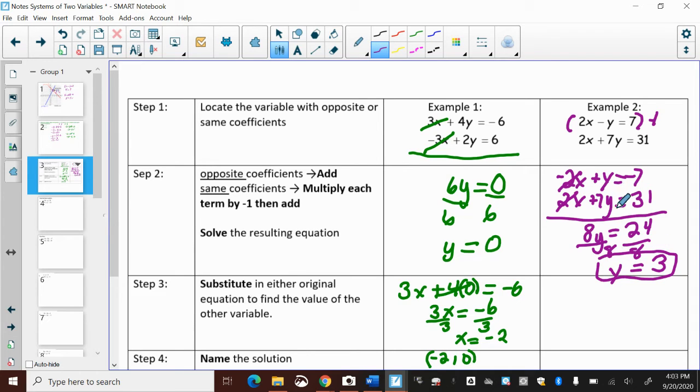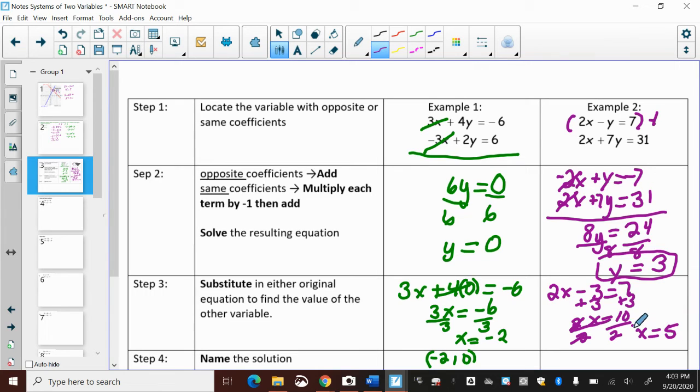I'm going to use either equation to solve for x. I'm going to use this top one just because the numbers are smaller. So 2x minus 3 is equal to 7. Adding 3 to both sides, 2x is equal to 10. Divide by 2, and we get x is equal to 5.